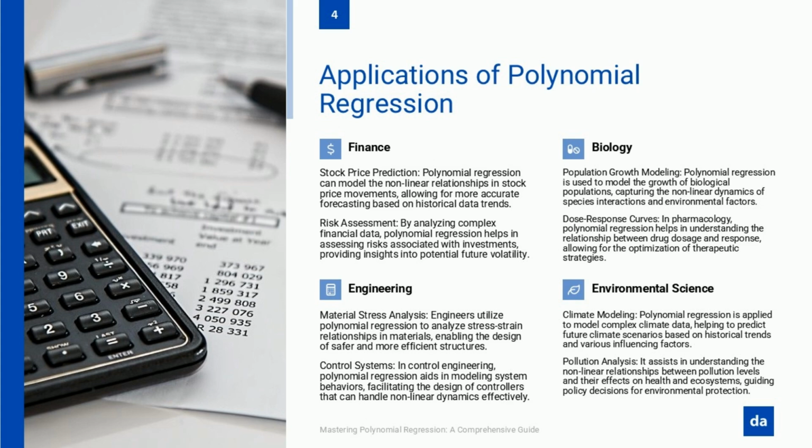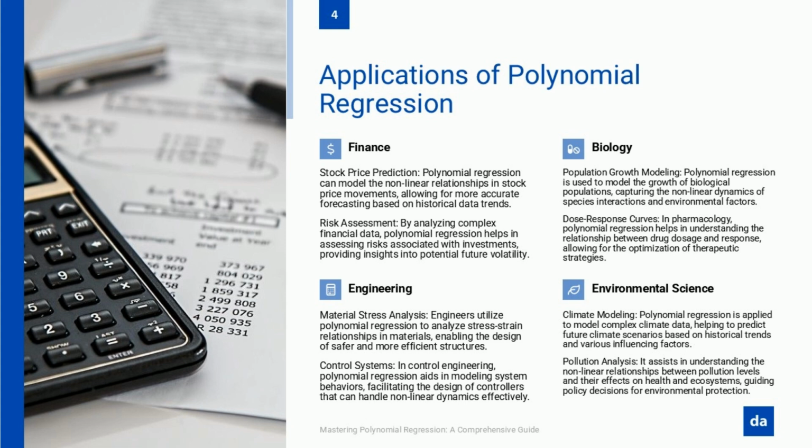In biology, polynomial regression is applied to population growth modeling, helping scientists predict how populations change over time based on environmental factors and species interactions. It is also used in dose-response analysis in pharmacology, where researchers study how different drug dosages affect biological responses, optimizing treatments for better outcomes.